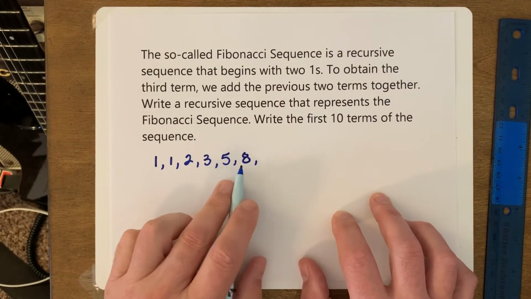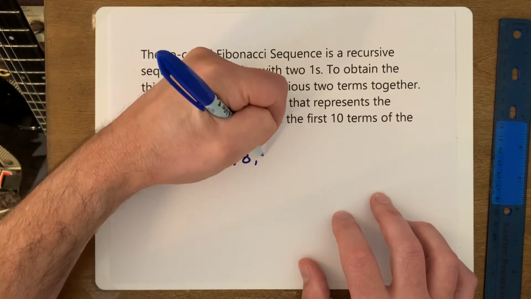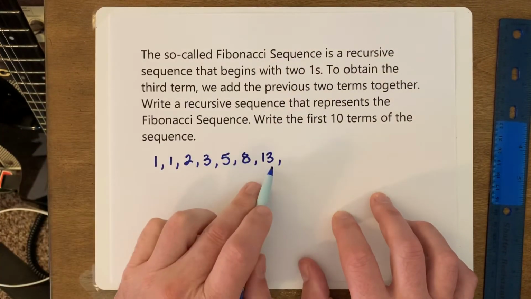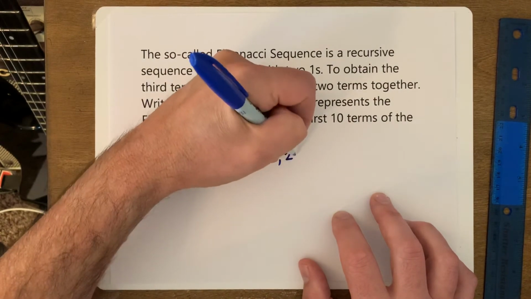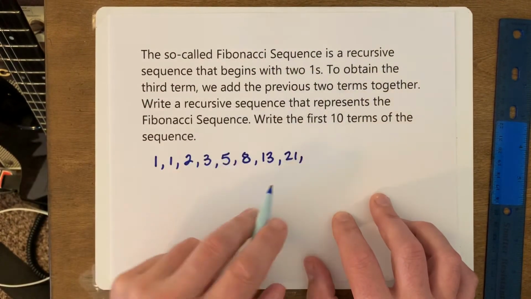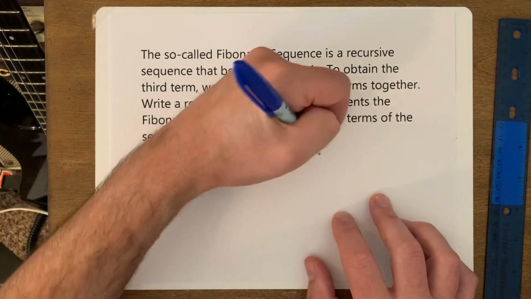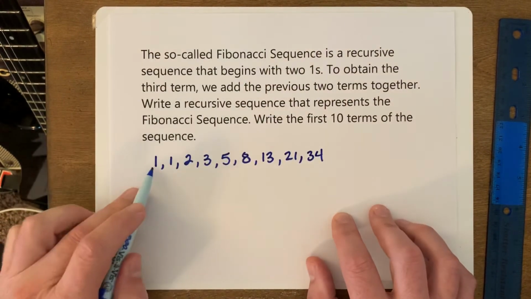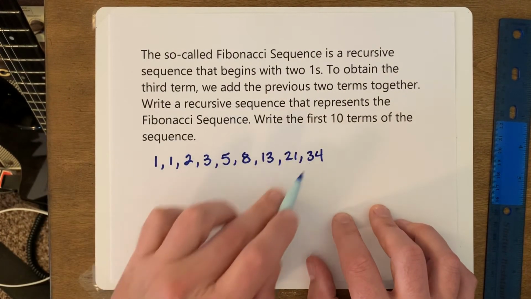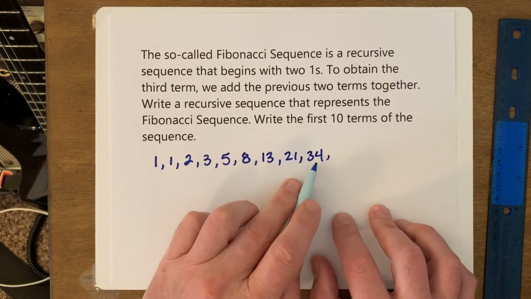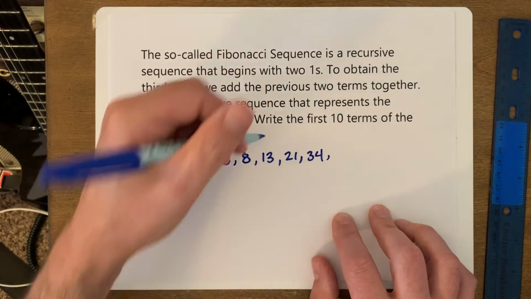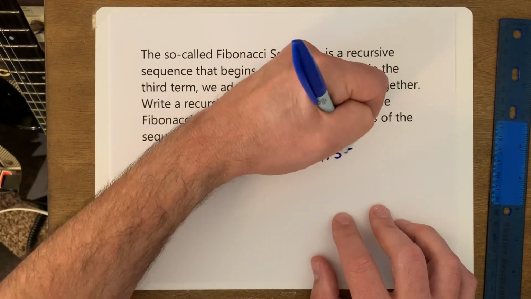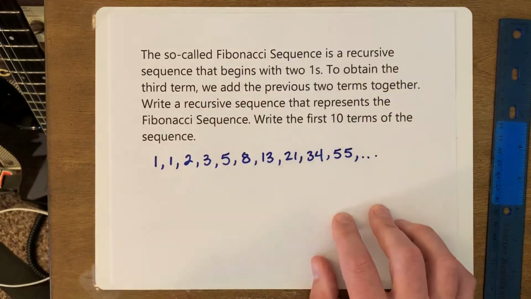8 plus 5 is going to be 13. 13 plus 8 is 21. 21 plus 13 should be 34. And how many do we have? 1, 2, 3, 4, 5, 6, 7, 8, 9. And one more. 34 plus 21 should be 55. And it keeps going and going and going like that.